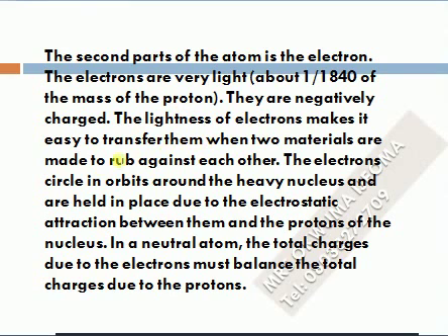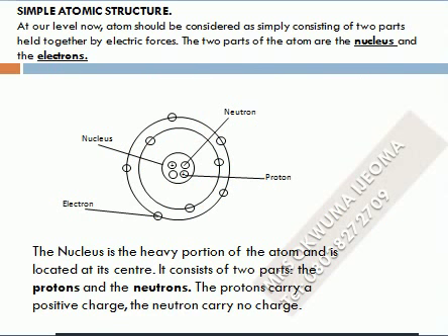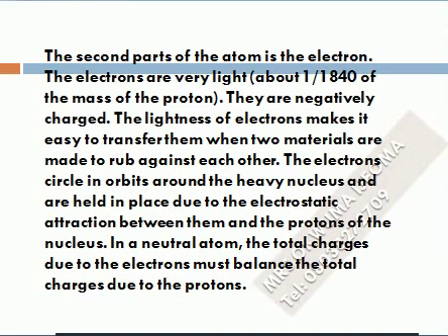When you look at the diagram, you can see the electron. They are located at the outermost parts of the atom. And that is why these electrons are easily transferable. They are located at the outer part of the atom. And these electrons, we say they are negatively what? Charged. Now the lightness of electrons makes it easy to transfer them when two materials are made to rub against each other.